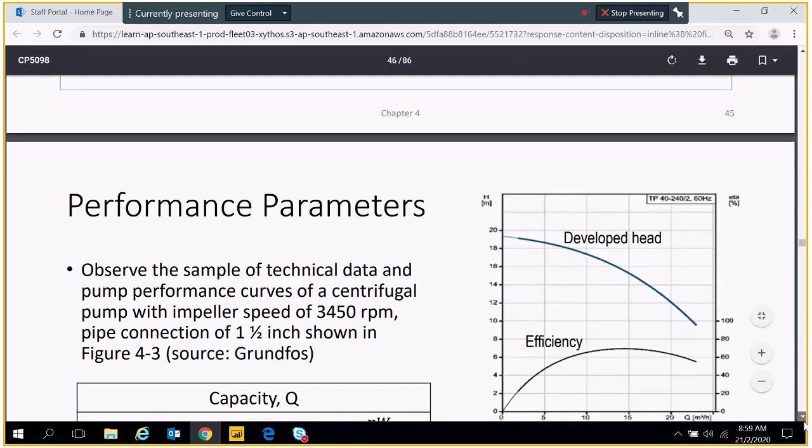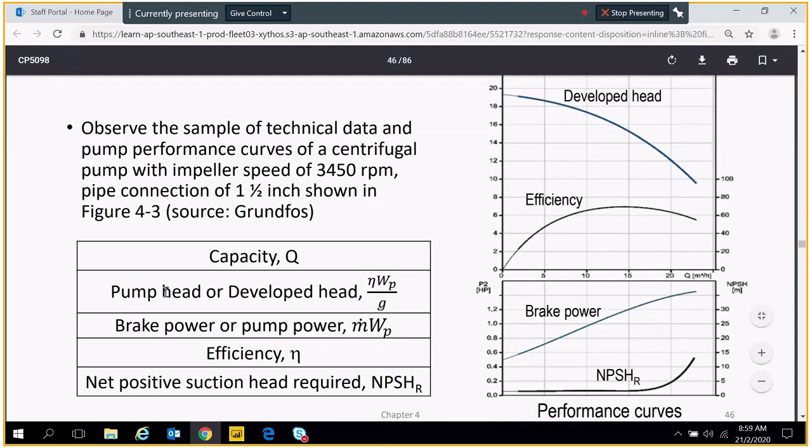Now this is very important. You need to memorize the definition. What is pump head or developed head? This is very important. What's brake power or pump power? Efficiency, this was between 0 and 1. And net positive suction head required, NPSHR.